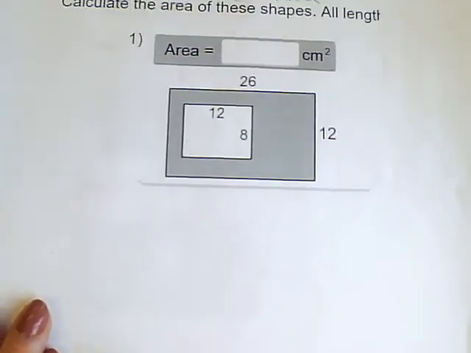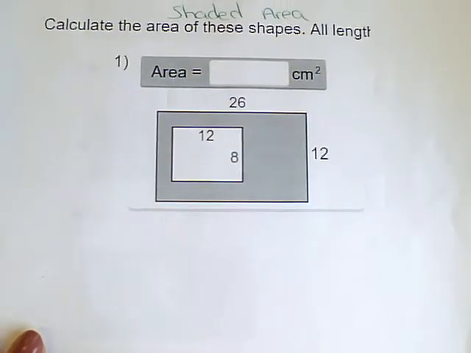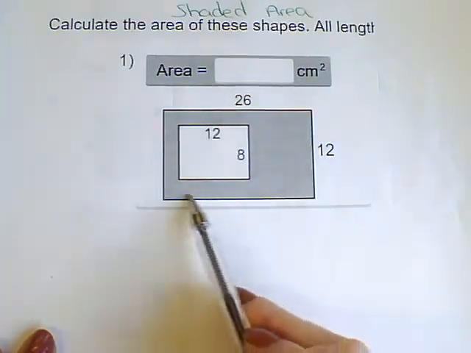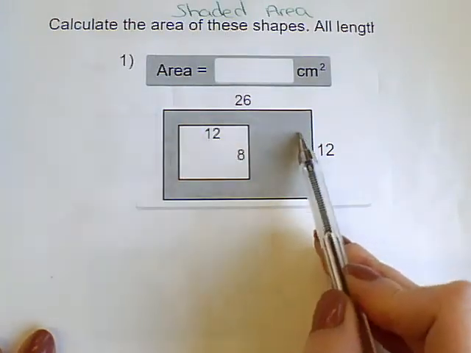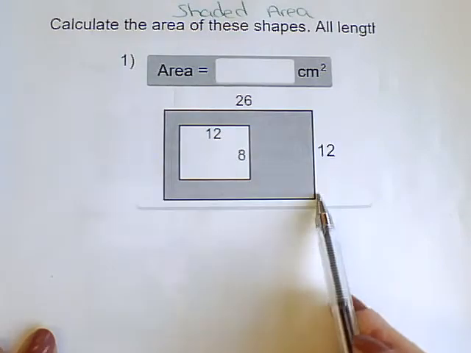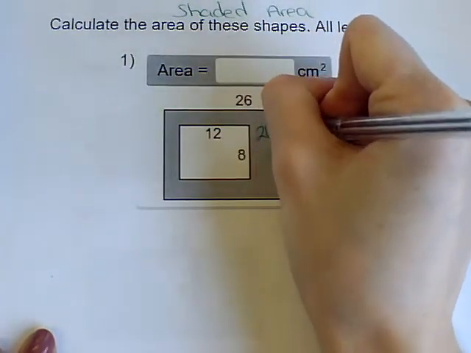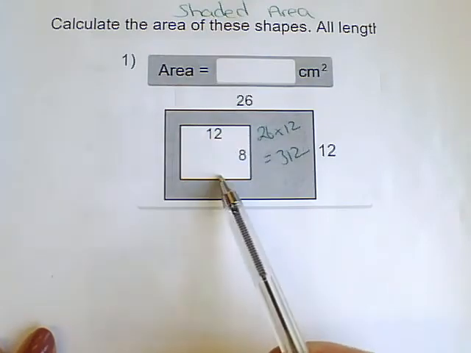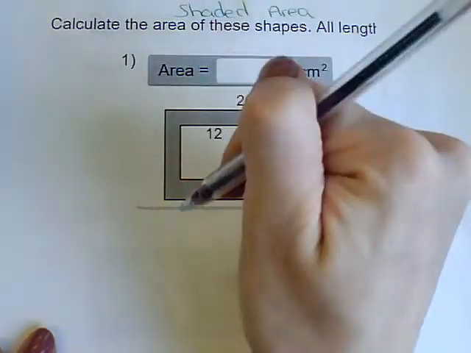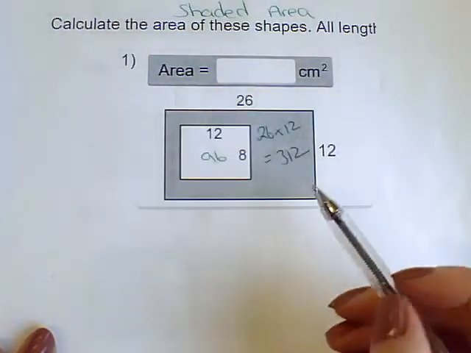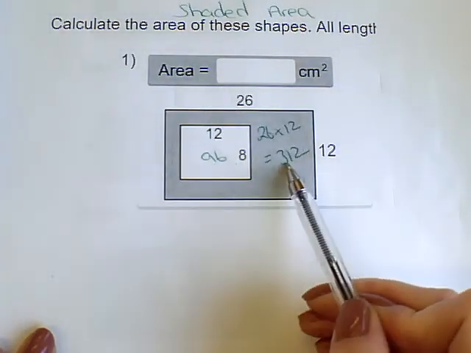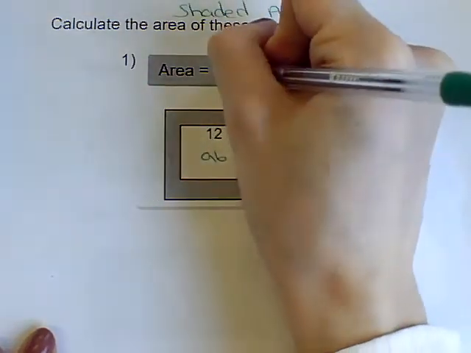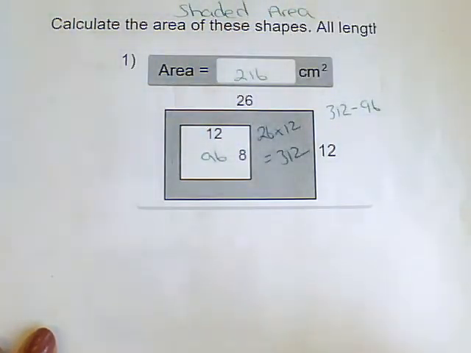Okay, so this question is going to ask you to work out the area of the shaded part, so shaded area. Work out the area of the big rectangle, so 26 times 12, which is 312. Work out the area of the small rectangle, so 12 times 8 is 96. And to work out the shaded area, you're going to take 96 from 312. So 312, take away 96, and your answer is 216 centimetres squared for your shaded area.